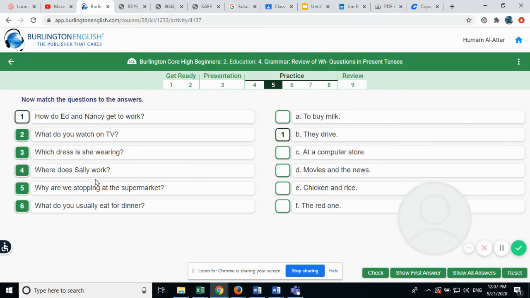Okay? Now you can do the same with the rest. Click, drag, and put it at the correct answer. Oh, and by the way, when you finish answering the questions, click on check so you can see if your answers are correct or not.